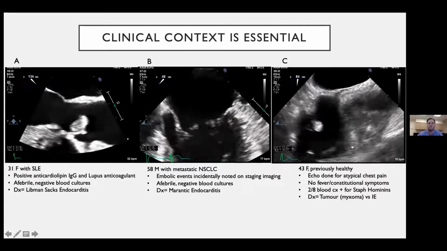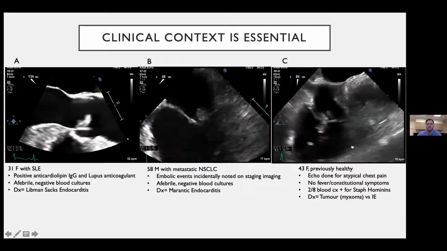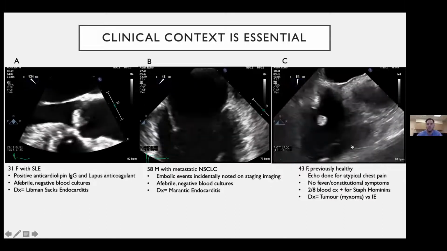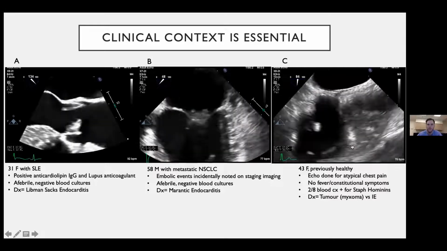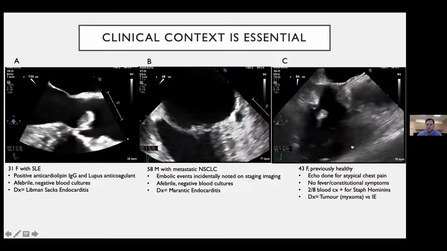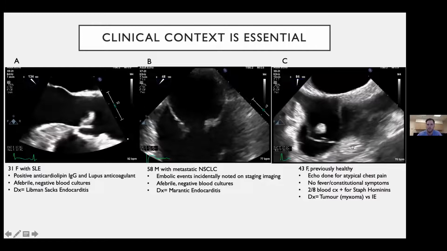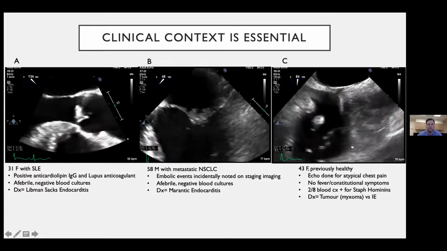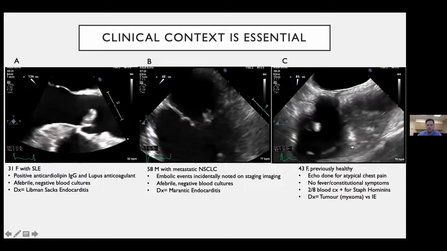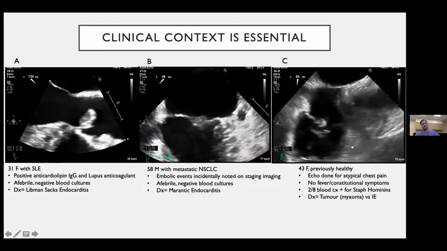Okay, so remember that when we see an echo density adherent to a valve, it's not always endocarditis. There is a differential diagnosis. So tumor, thrombus, non-bacterial thrombotic endocarditis, artifact, degenerative changes. And so the next point I want to make is that, of course, clinical context is essential. So I want to show you a few examples here.